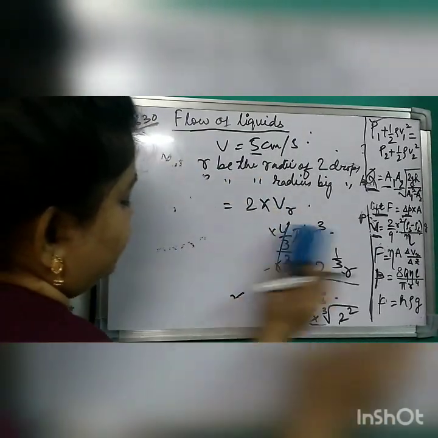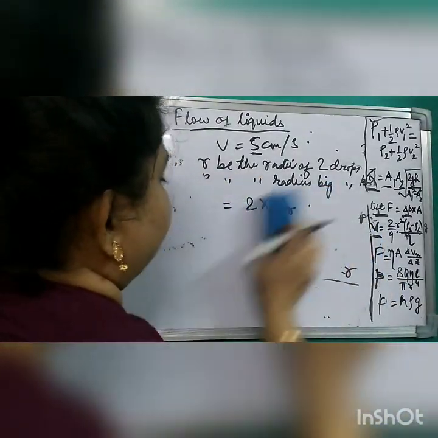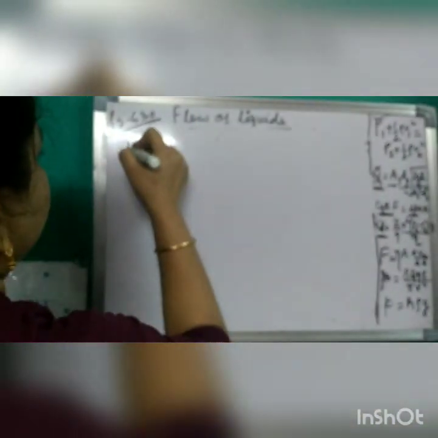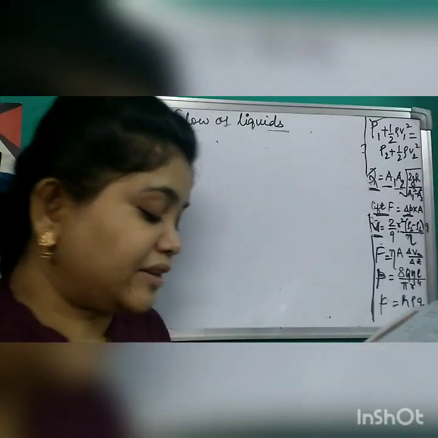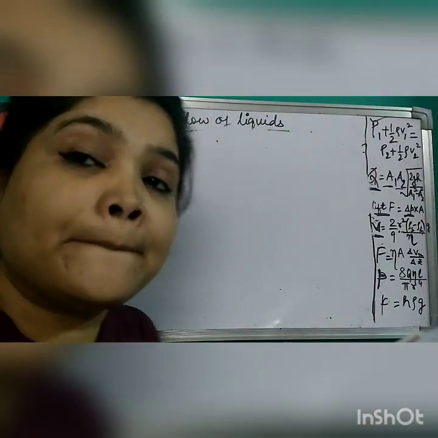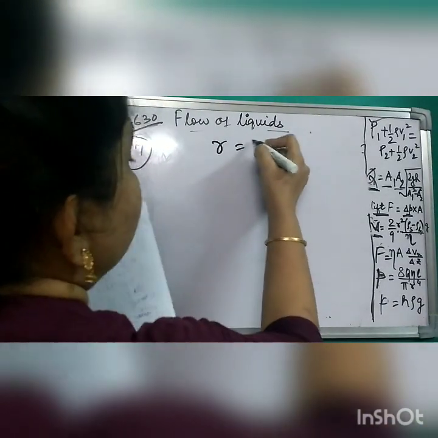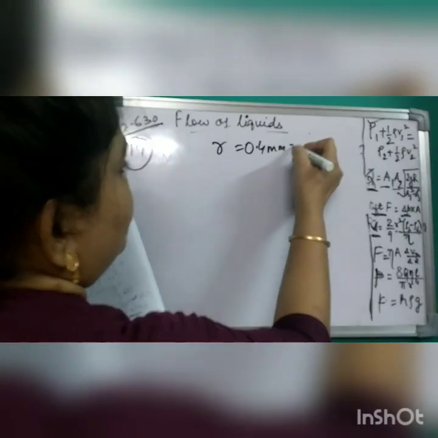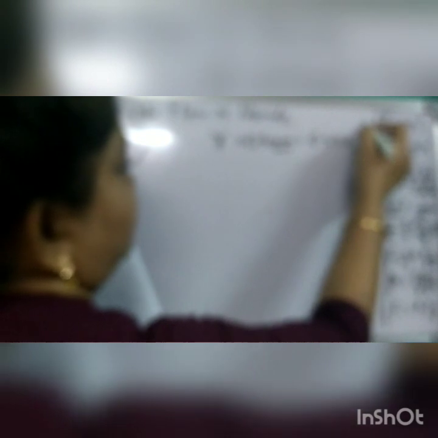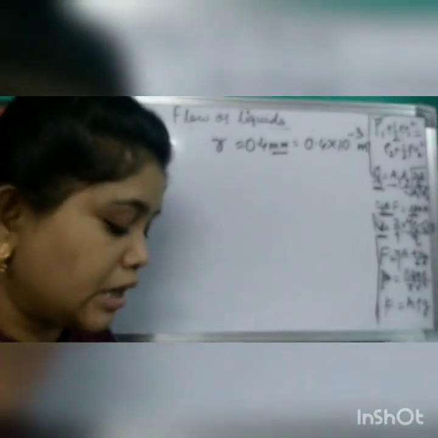Now let us do sum number 17. Sixteen we have done. What is 17 telling us? Sum number 17 tells of an air bubble of radius 0.4 millimeter. Millimeter is not an SI unit, so 0.4 × 10^-3 meter. Done. Next, determine the terminal velocity. Again a terminal velocity sum. V we have to determine.